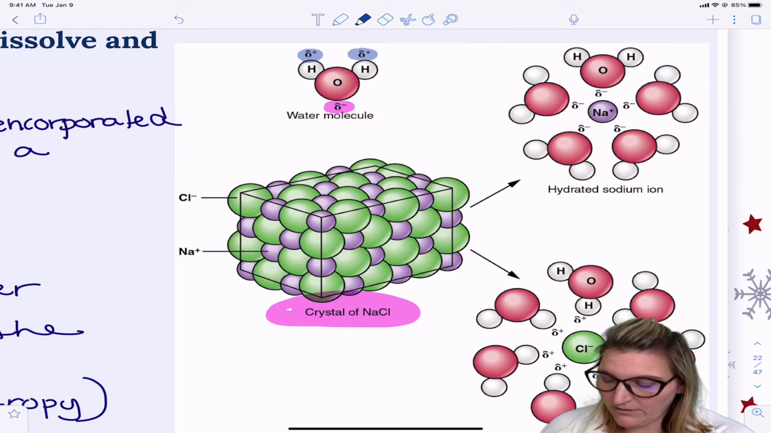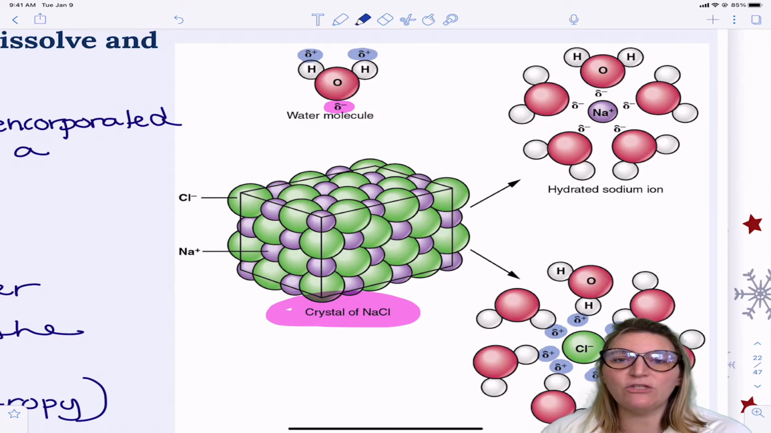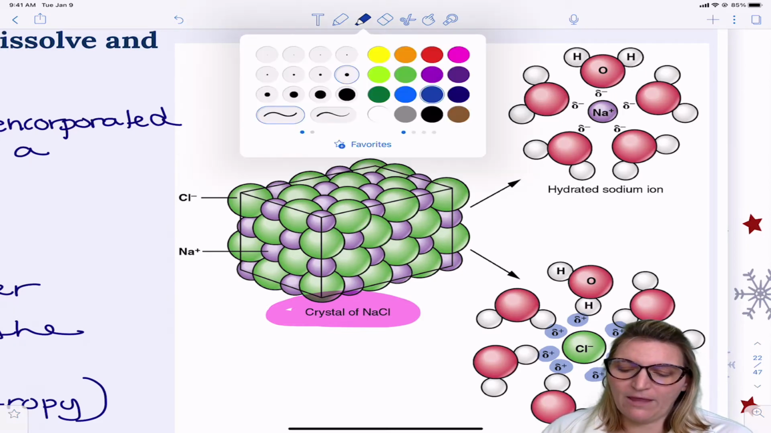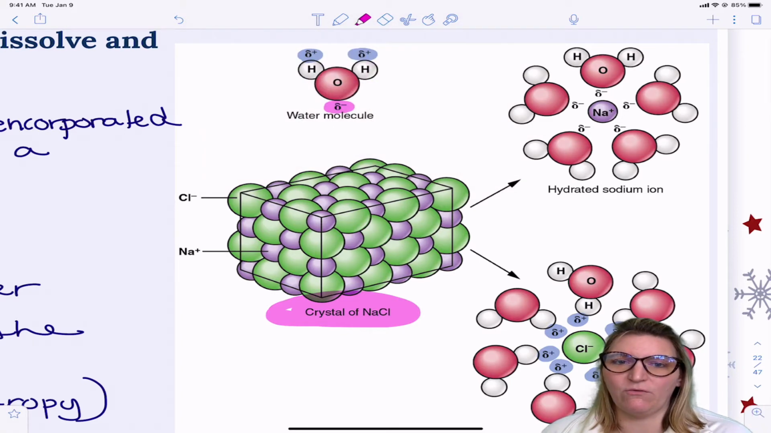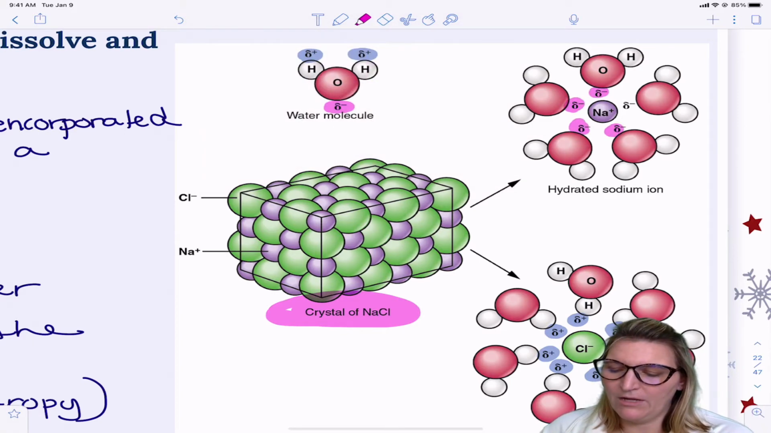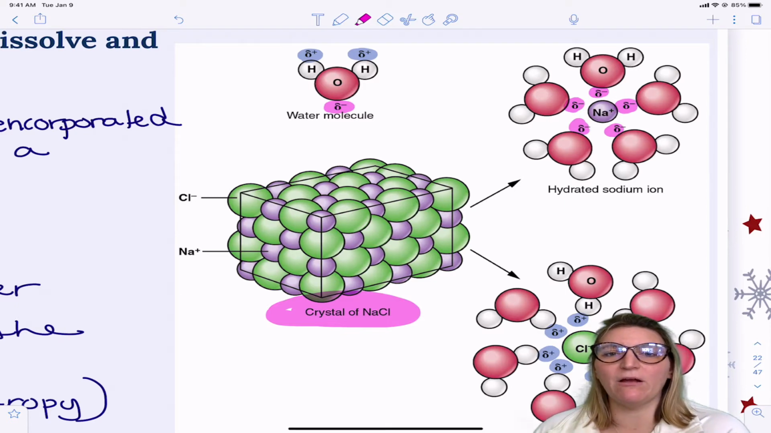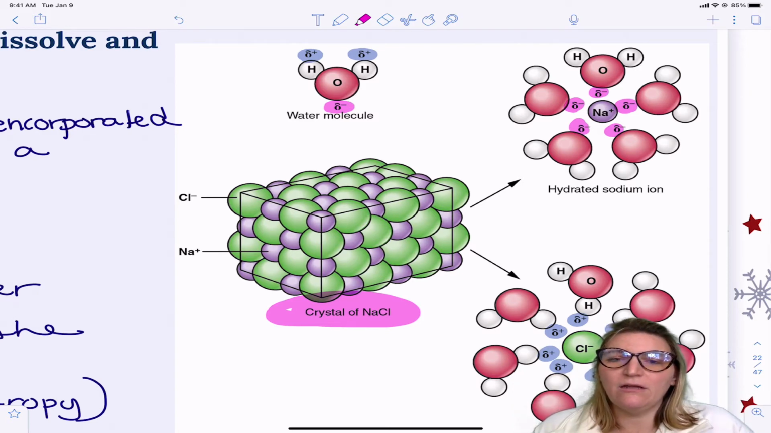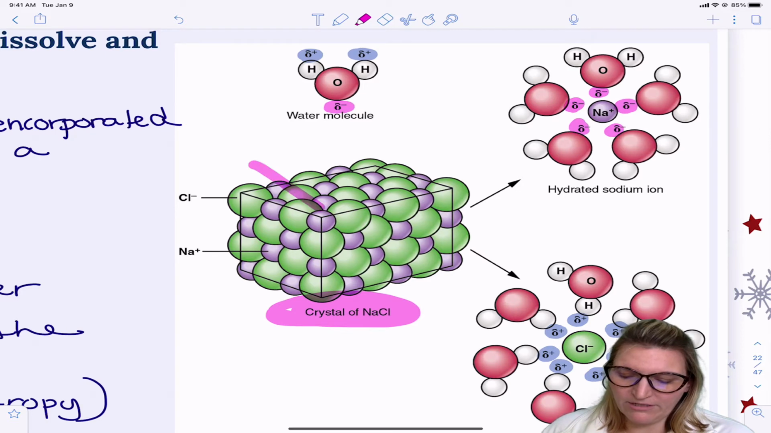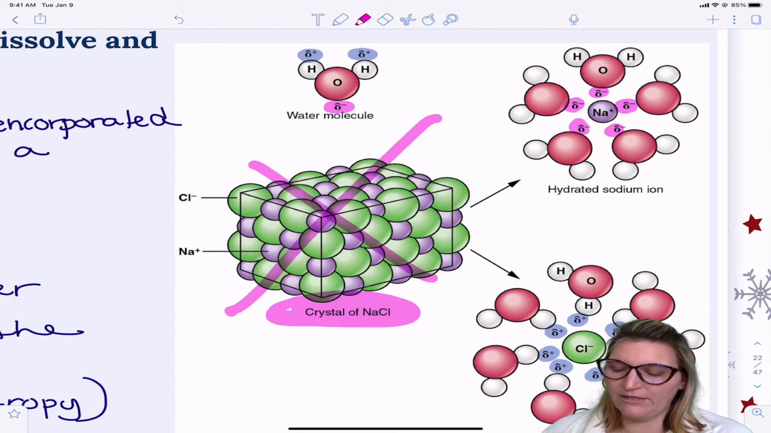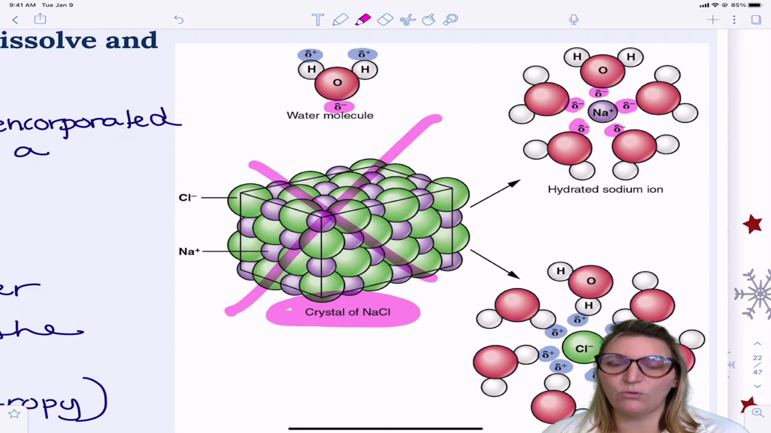So the partially positive end of the water molecule, which is the side with the hydrogen, will be attracted to the negative ion. So for salt, it would be the chloride ion. And then the partially negative side of water, which is the oxygen side, is attracted to the positive sodium ion. You can think of these water molecules as attacking the crystal lattice of salt and pulling those individual ions away. So eventually, when you have a solution of salt water, there's actually none of the lattice left. It's 100% dissolved and dissociated.